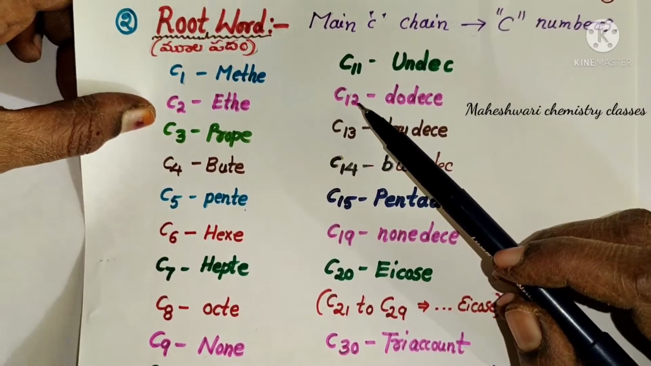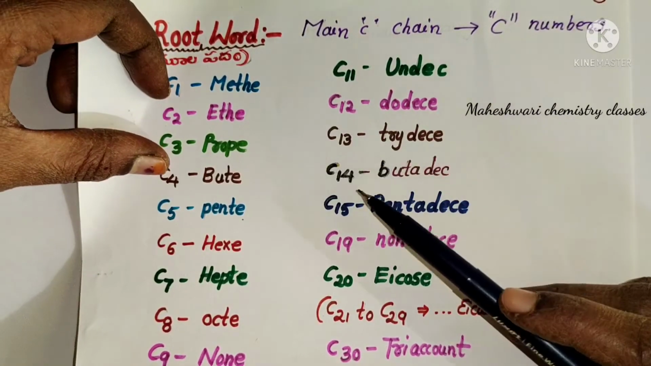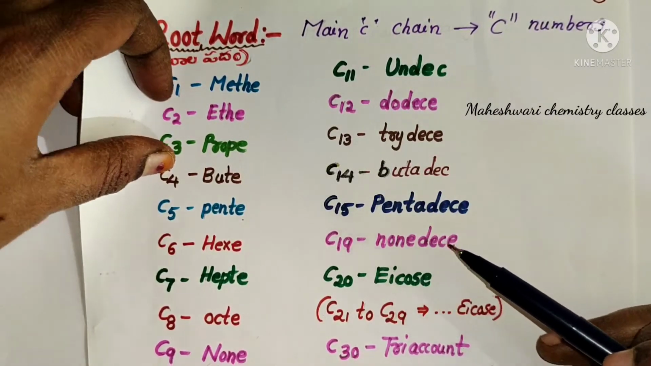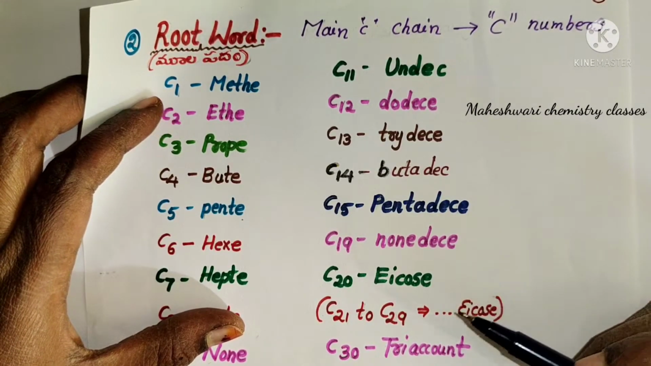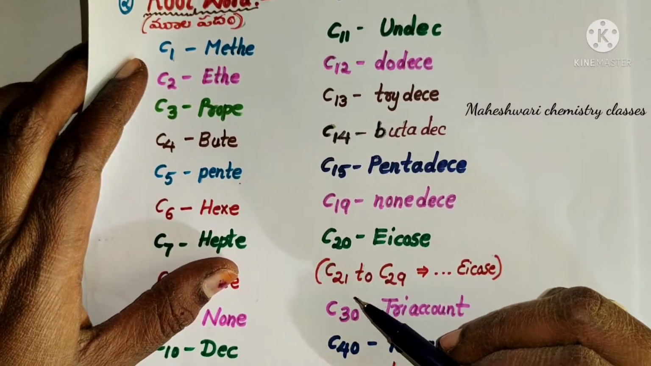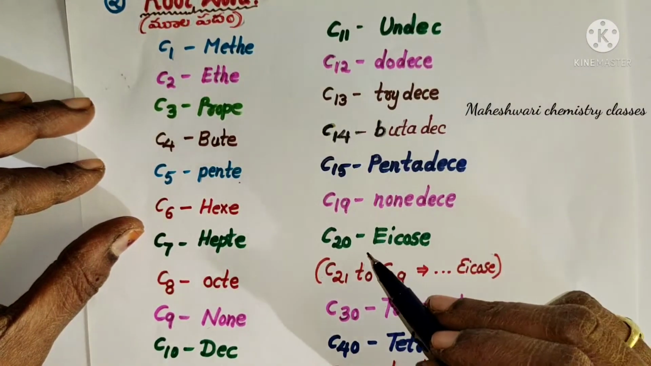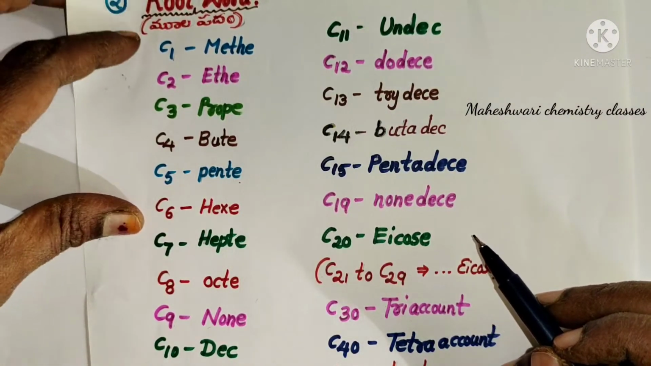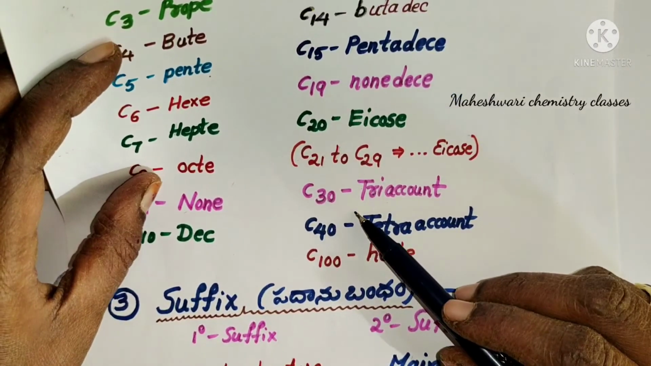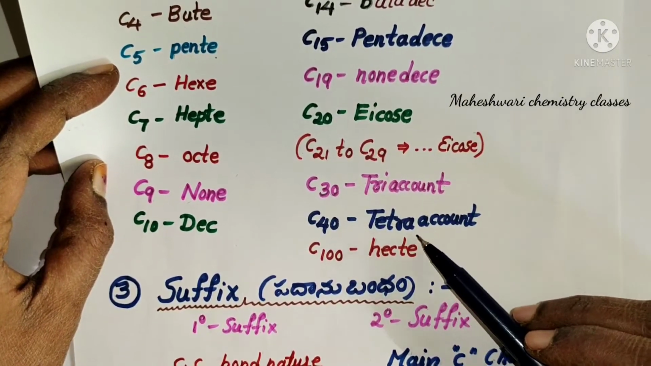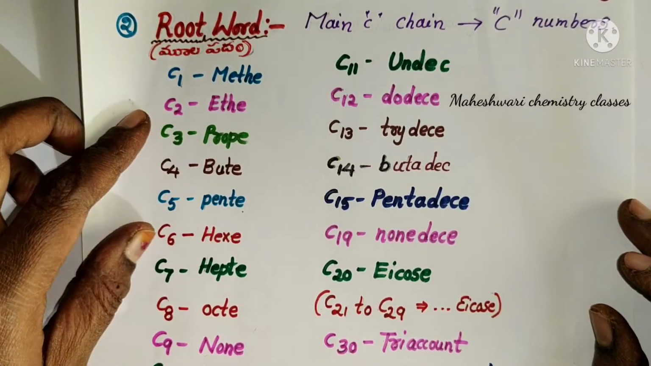So here C11 undeci, C12 dodeci, C13 trideci, C14 butadeci, C15 pentadeci, C19 nonadeci, C20 eicos. Here eicos is used for 21 carbons to 29 carbons; this is the tag word, eicos. So like that, methicos, ethicos. Next, C30 triacont, C40 tetracont, C100 hect. You learn it. It is a very important and the easiest topic.